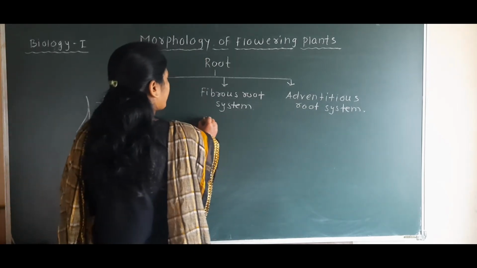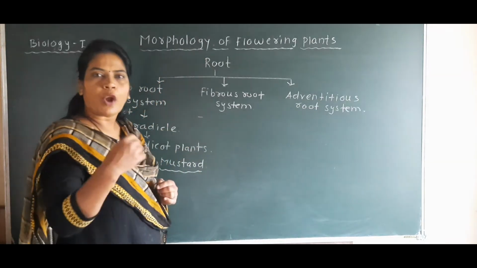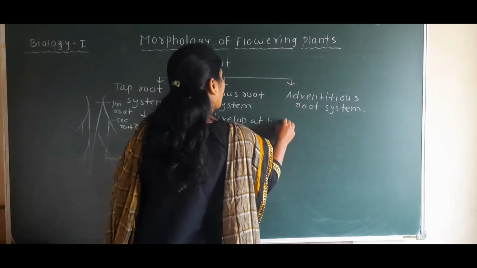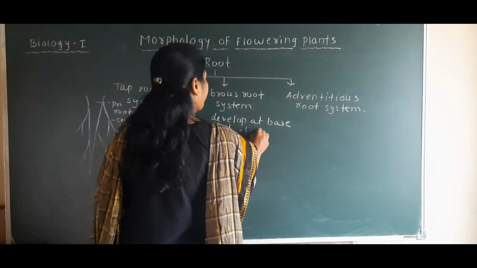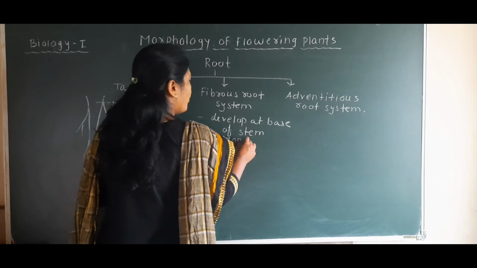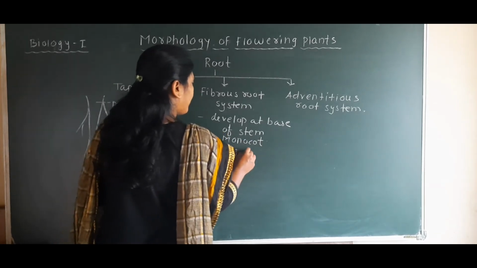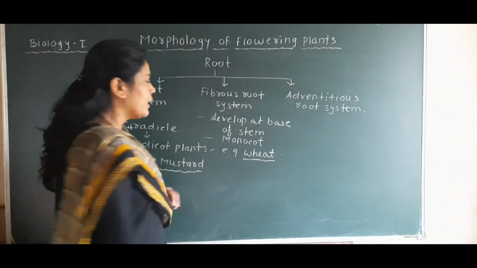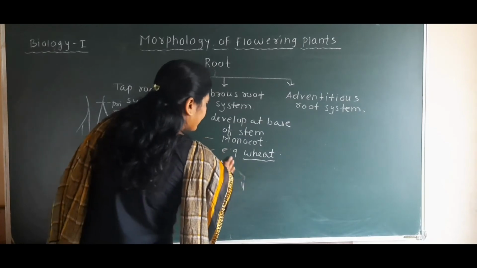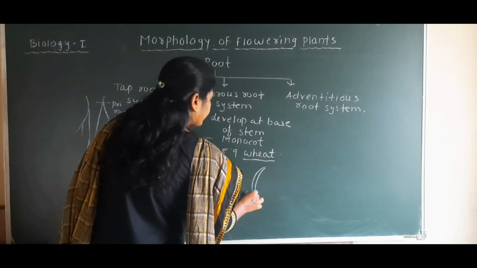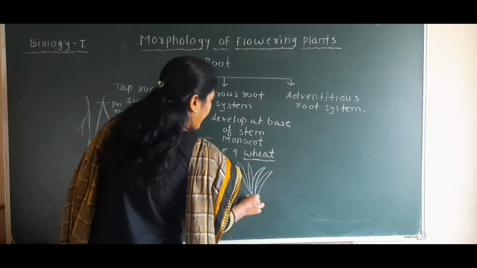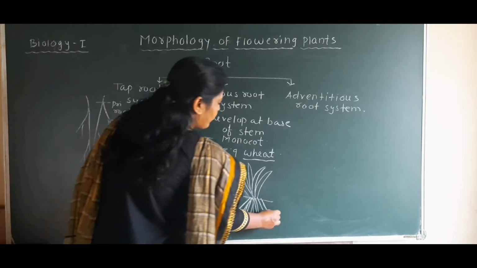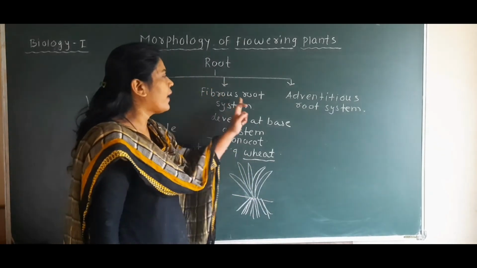So we see that this root develops not from the radical, but at the base of the stem. It is found majorly in monocot plants, and their example is the wheat plant. If we see the diagram, you can observe the leaves, the stem part, and at the base of the stem these roots are formed, and these roots are nothing but the fibrous roots.